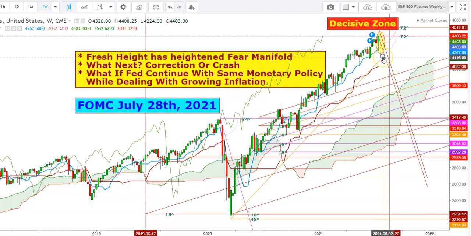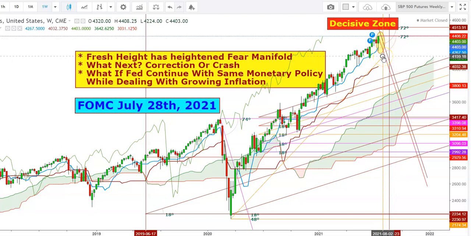So friends, here I find that if the S&P 500 futures start moving downward after the FOMC meetings, where the Fed is going to take an interest rate decision, and if the Fed continues with the same monetary policy, growing inflation could overwhelm the current uncertain condition, where the Delta virus could be the main reason for growing fear among investors, where the uncertainty has achieved new heights along with the markets.